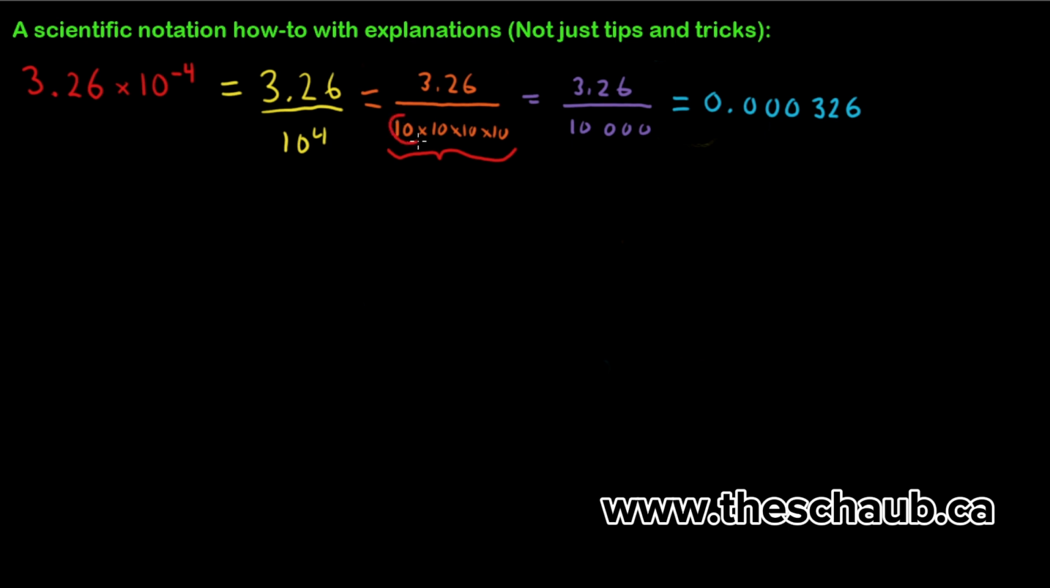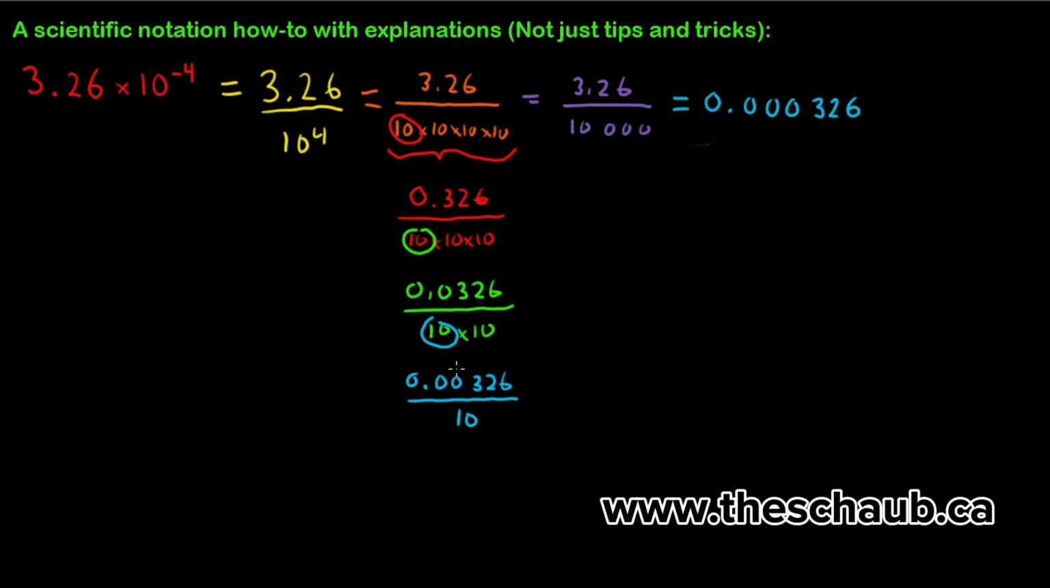If we divide by this first 10, 3.26 divided by 10, we end up with 0.326 divided by 10 times 10 times 10, the 3 remaining tens. Dividing by the next 10, we end up with 0.0326 divided by the 2 remaining tens, 10 times 10. Dividing by this 10, we end up with 0.00326 divided by our last 10. And finally, dividing by our last 10, we end up with the same answer we did up here, 0.000326.